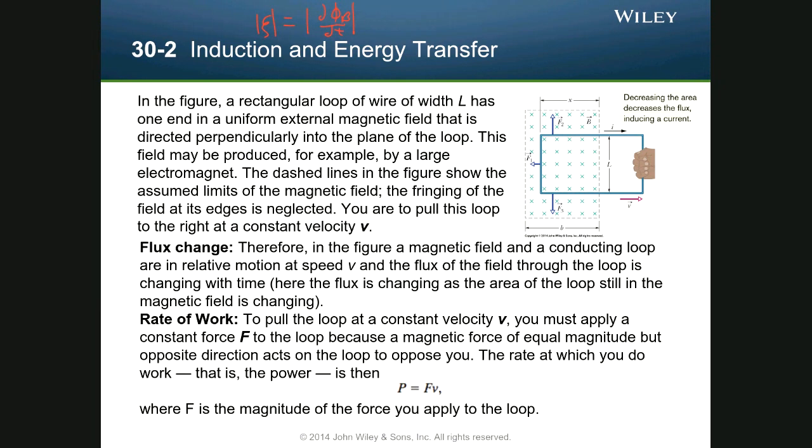What we can see here is that as this flux changes, phi is equal to BA. We've talked about B changing, but we haven't talked about A changing. And in this particular problem, it's A that will be changing the flux, the reduction in A as you move this wire through at some velocity V. Okay?